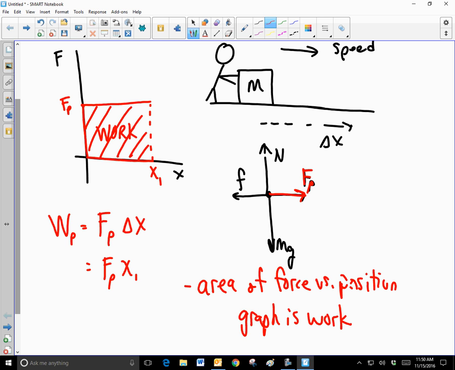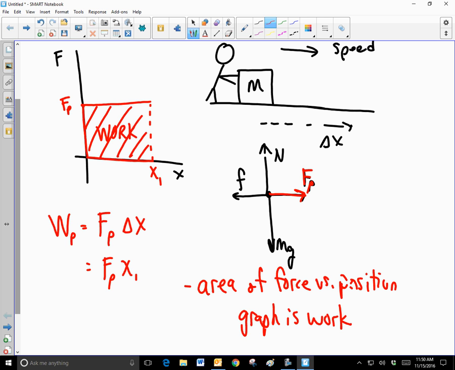Area under the curve of velocity. Yes. Area under the curve of a velocity time graph is a change in position. Area under a force position graph is the work done on that object. Area under a force versus position graph is the work. Oh, area under a velocity time graph is position change. That was from a month ago.